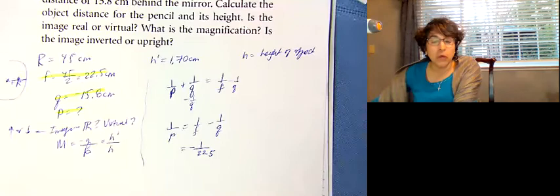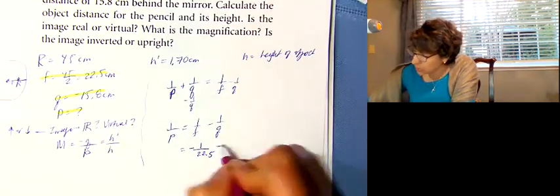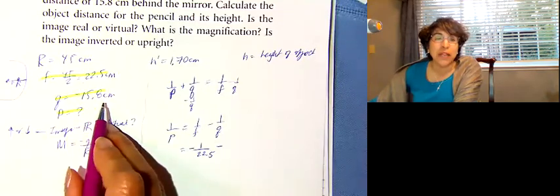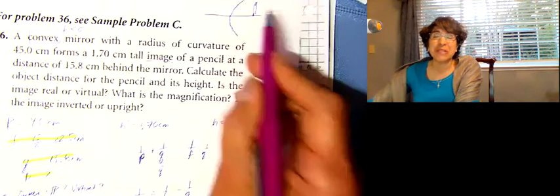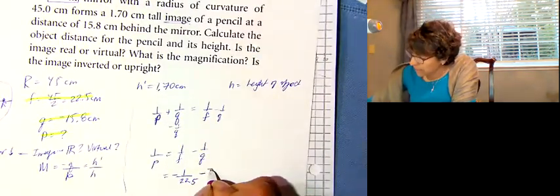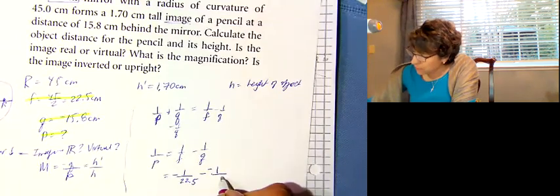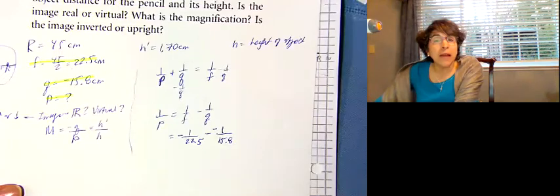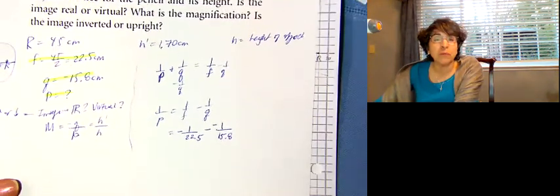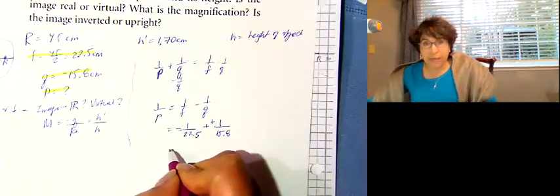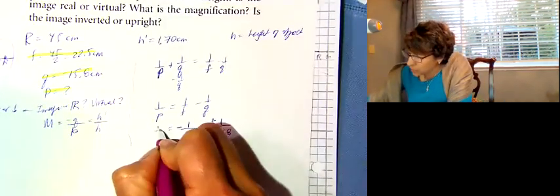Negative 1 over 22.5 minus Q. They gave us Q as 15.8, but we know it's on the opposite side. It's back over here, so it's got to be negative. So I'm going to say minus a negative 1 over 15.8. Minus a negative 15.8. I know that that's going to be a plus, positive. So let's do that. 1 over P.